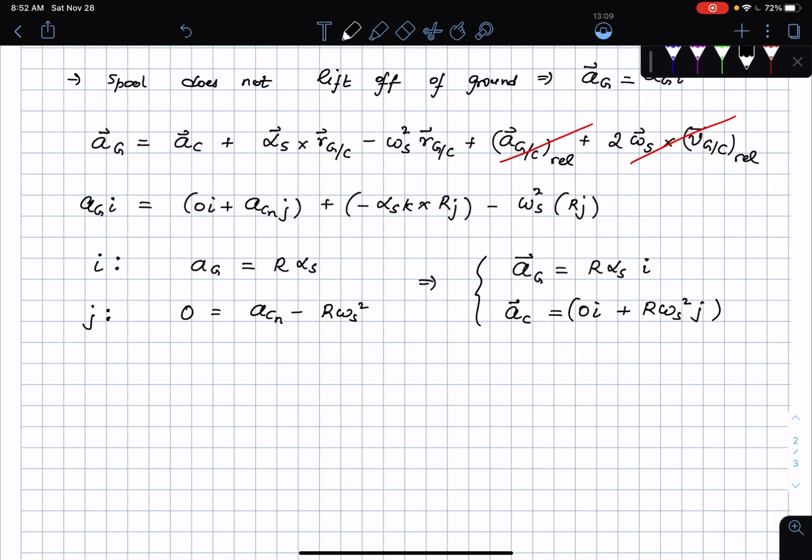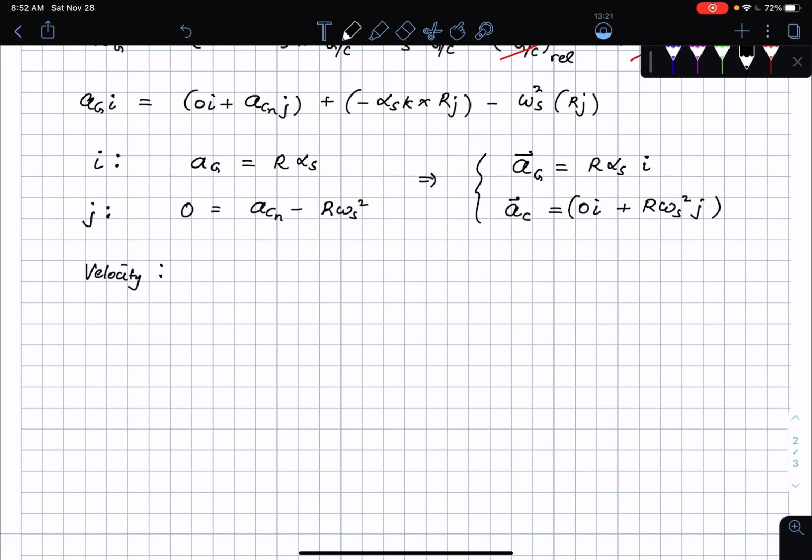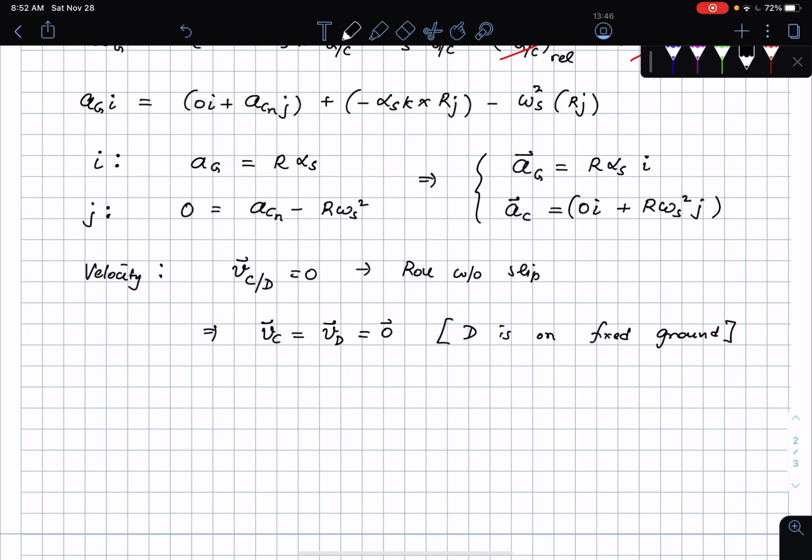Okay, so velocity analysis. If I do this, I can say that velocity of C relative to D is equal to 0, roll without slip, which gives me that velocity of C is equal to velocity of D is equal to 0. This is not a very good thing for me because D is fixed, on fixed ground. Okay, and then once I have this, I can write the following.